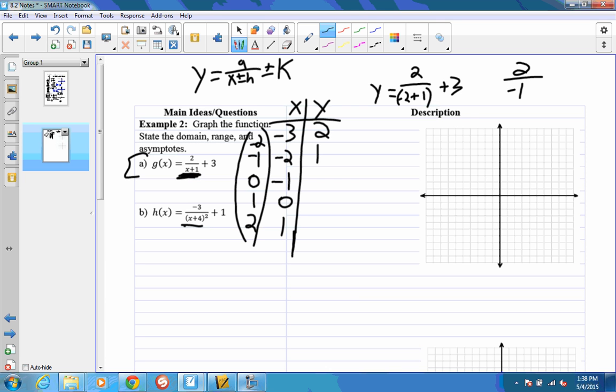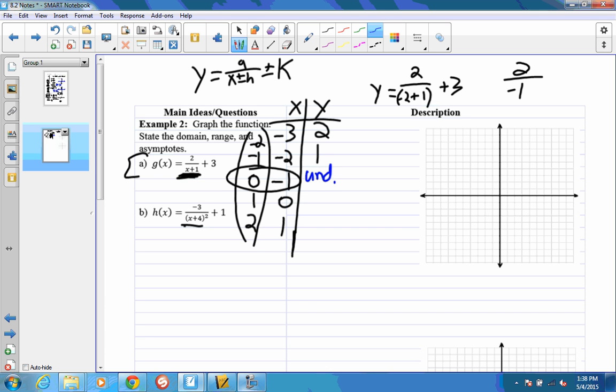Good, so what happens when I plug in -1? -1 plus 1 is 0. So this point here still gives me what value? Undefined. So 2 over 0 is undefined. It doesn't matter that I'm adding 3. What is undefined plus 3? Still undefined, right? So guys, you stop right there.